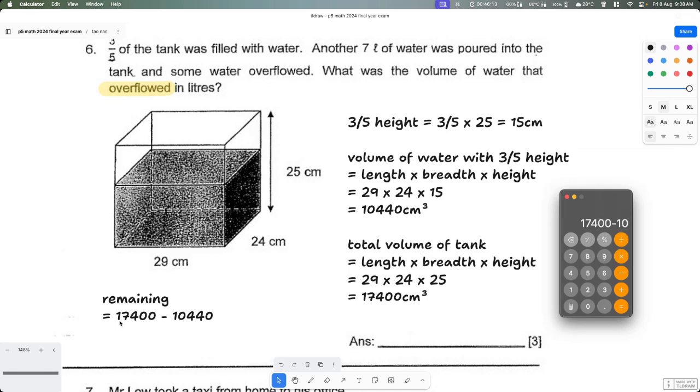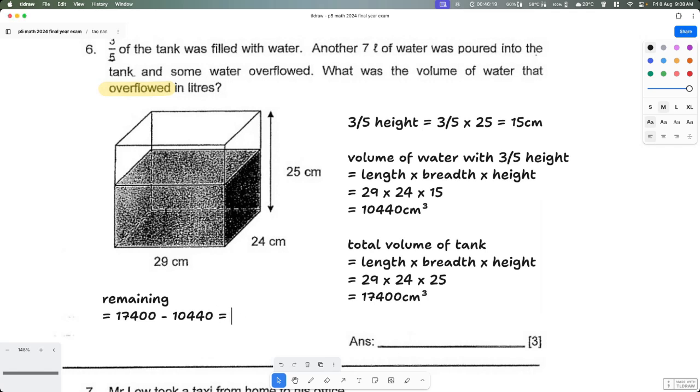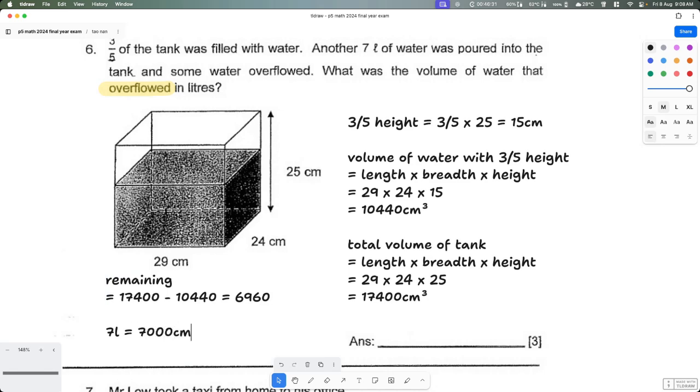Minus 10,440, and this will give us 6,960. Right, 6,960. Okay, and then overflowed. So I'm gonna put here as well, 7 liters equal to 7,000 centimeter cube. Right, so I'm gonna copy this as well. So overflowed.